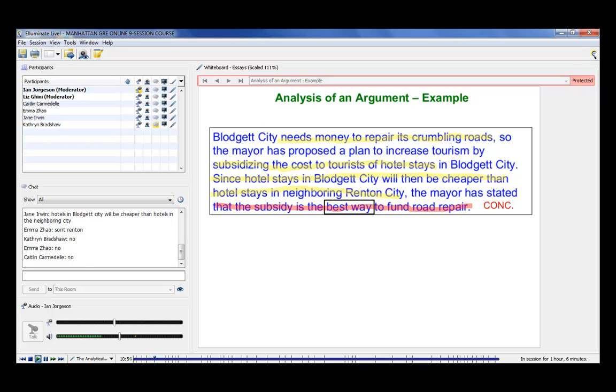There's a lot of stuff going on here where we just don't have enough information. You know, tourists aren't going to want to travel in a city that has bad roads. Yeah, it doesn't matter how cheap you make the hotel stays. If Blodgett City sucks, then people aren't going to come. And we already know they've got bad roads, right? Other thoughts?